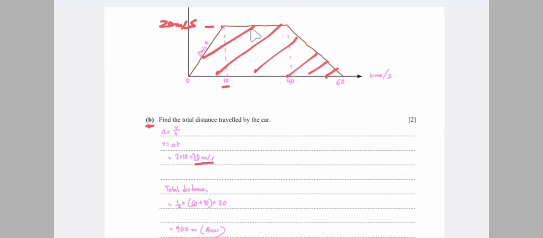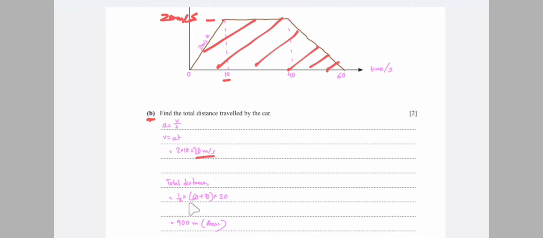So that is the area of the trapezium, that is half into sum of two parallel sides, that is this parallel side, 60, and this parallel side, 40 minus 10, that is 30. So 60 plus 30, half into sum of two parallel sides into height, and the vertical height is 20 meter per second. So after calculating, we get the total distance or displacement as 900 meter.